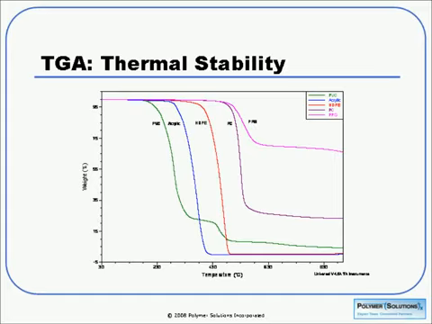So here we see an example of thermal stability. We have weight percent on the y-axis and temperature on the x. These were samples that were run in our lab all under the same conditions, 10 C a minute under nitrogen. They have very different degradation profiles.